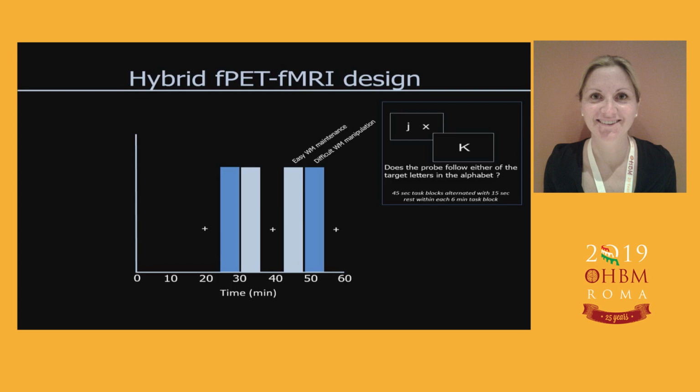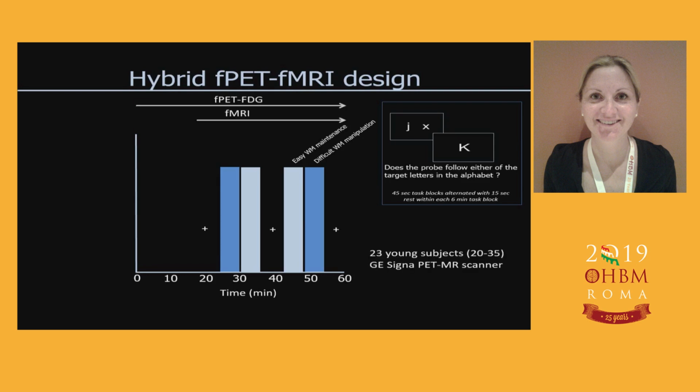We acquired this data on a GE Signa PET-MR scanner so that we can acquire functional PET FDG throughout the scan, but also a continuous run of fMRI of 42 minutes that started at around 18 minutes, as indicated there. I will show data from 23 young subjects, and the data here is just fitted with a general linear model for both modalities separately to model both task conditions and the rest. And those results I will show now.